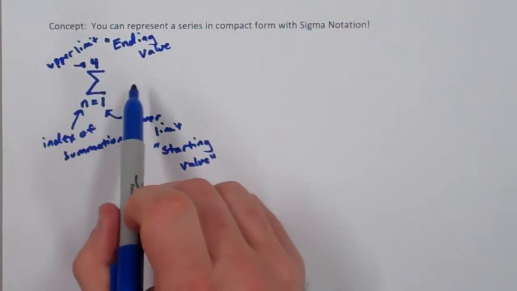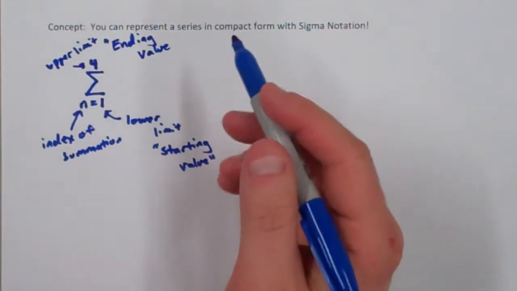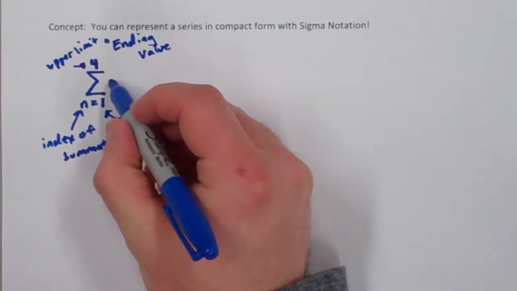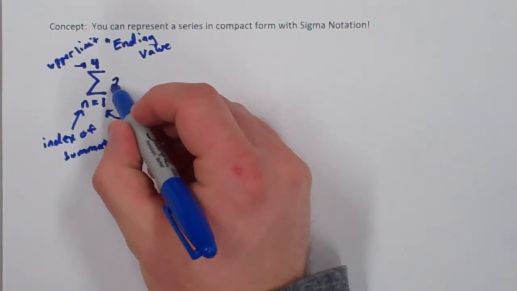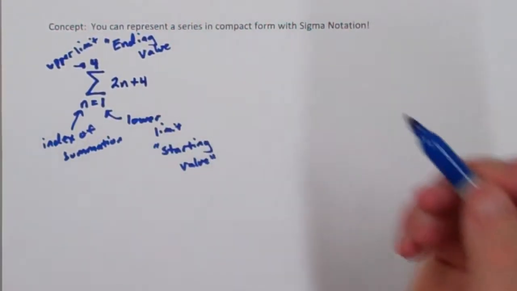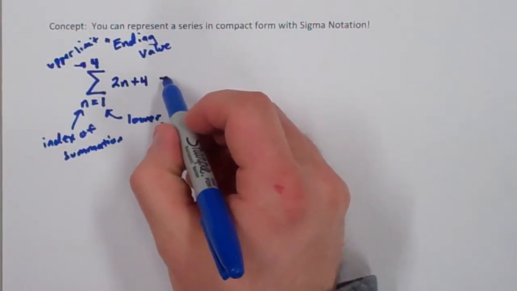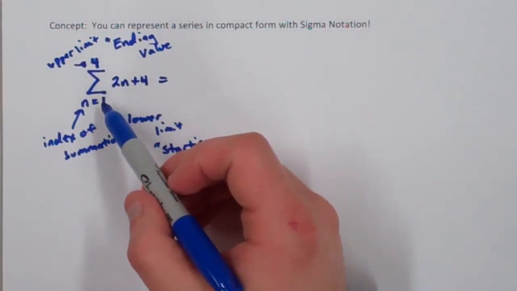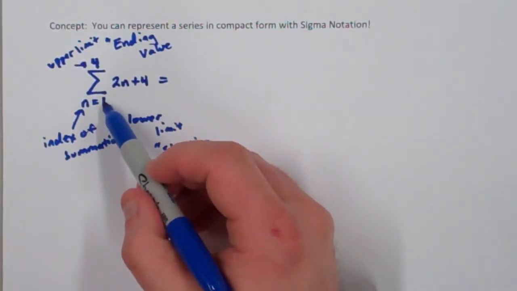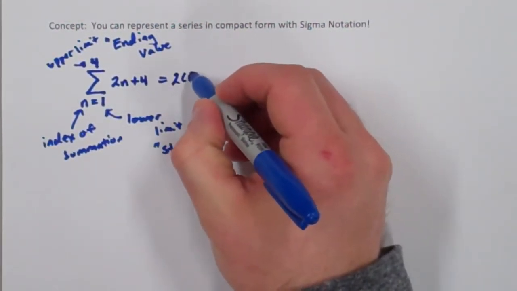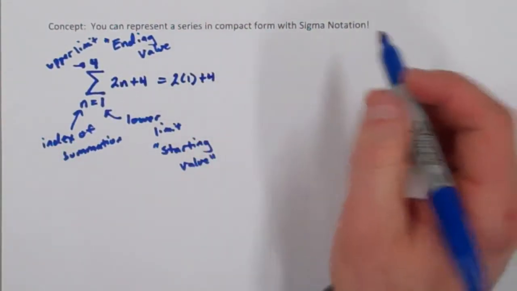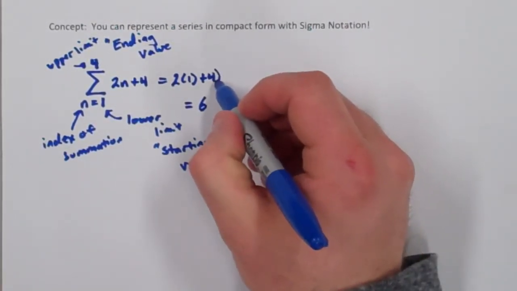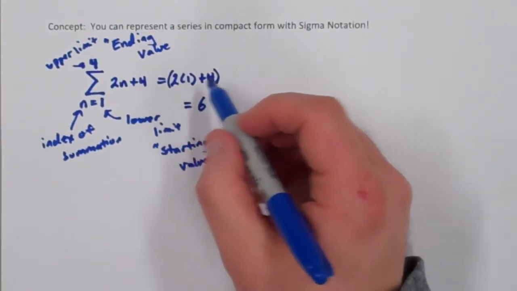Now, we also have to have something to sum up. That something is called the general term, and the general term appears just to the right of sigma notation. So let's do 2n plus 4. If we were actually doing this problem, we would need to take 2n plus 4 when n is 1. That would be 2 times 1 plus 4, which is equal to 6. We can think of that as the first term.